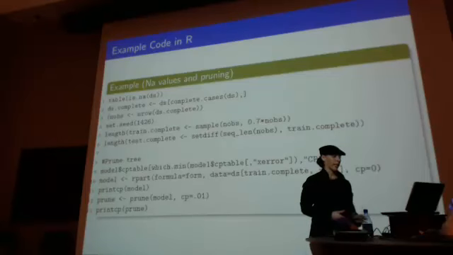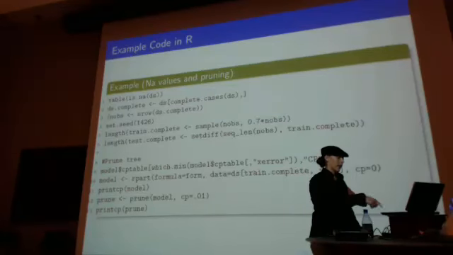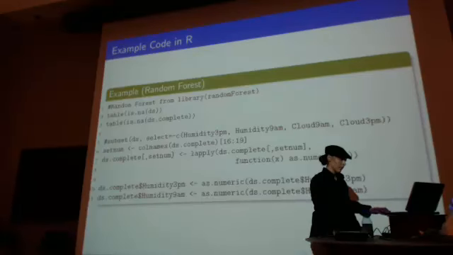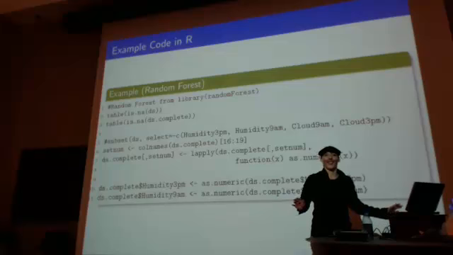And so now I have my train complete and my test complete data set, which don't have any NA values. And that's going to be just to run the random forest model. And here's an example of pruning the tree. Maybe you don't like the default complexity parameter, because we all just love R code, so there's a lot of it here.